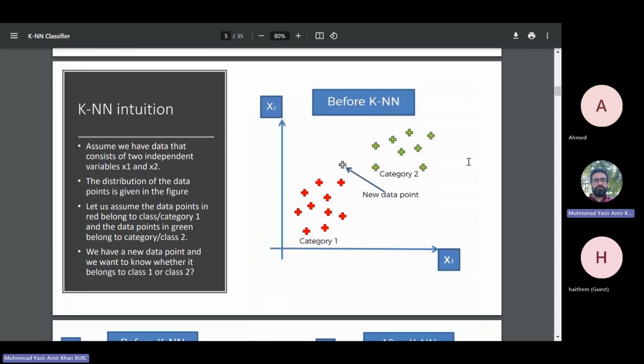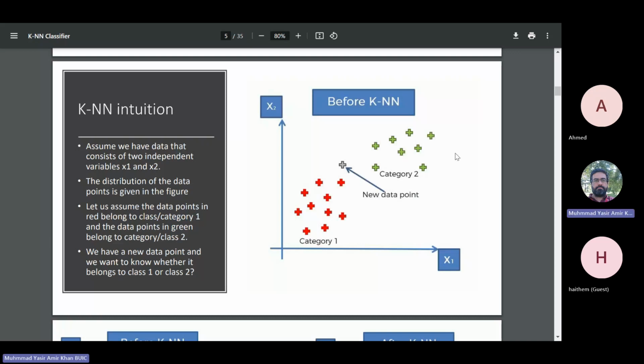What do you see in the figure? Yes, Ahmed? What do you see in the figure? A graph. Yes, you can see a graph. Okay, Haitham, what do you see in this figure? Two categories and a data point without a category. Yes, there's a category one, there's a category two, and then there's a new data point in between that. Category one has red color, category two has green color.